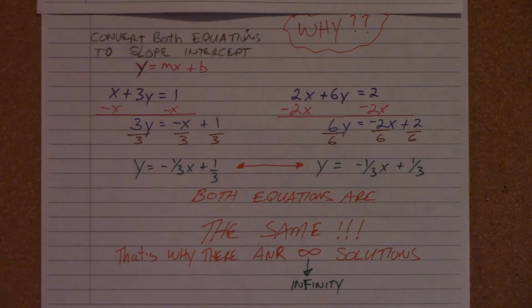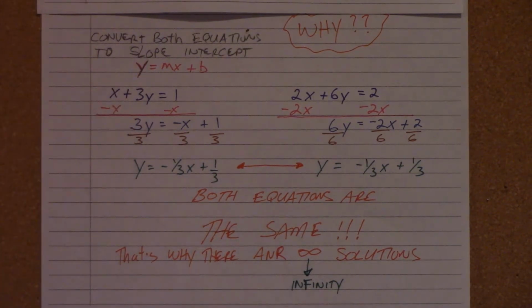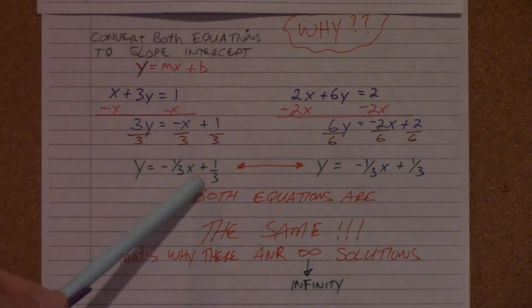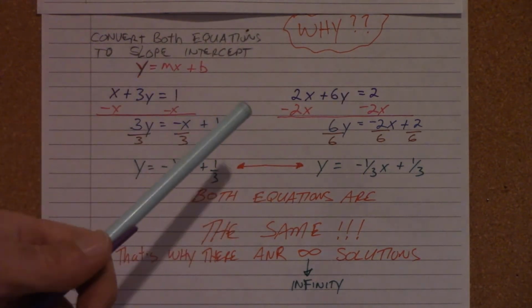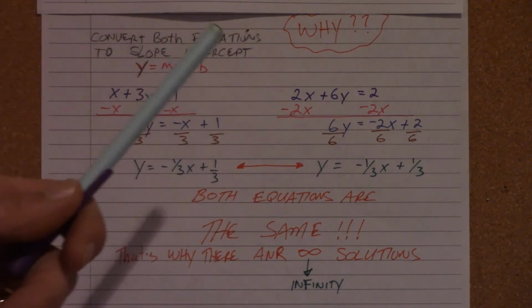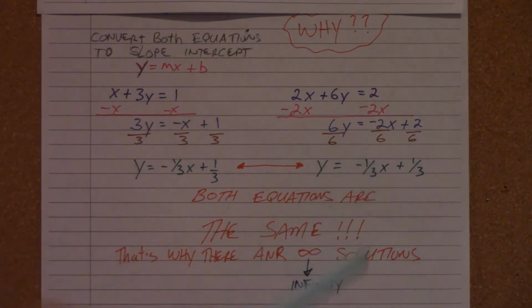So, why is it infinitely many solutions? Well, let's look at something. If we convert both equations into slope-intercept form, y equals mx plus b, which we did here, x plus 3y equals 1, subtract x from both sides, divide by 3, and I get this equation right here, y equals negative 1/3 x plus 1/3. The second equation was 2x plus 6y equals 2. I subtract 2x from both sides, divide by 6, and I end up with y equals negative 1/3 x plus 1/3.